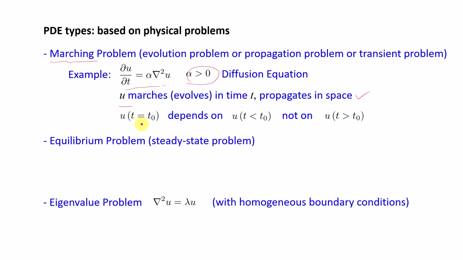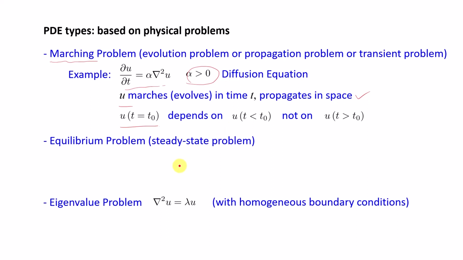What constitutes a marching problem is that at time t equals t naught, the value of u depends on the value of u at time t less than t naught, but not on the value of u at t greater than t naught, which means the present value depends on the past and not on the future. Now this sounds very obvious, but mathematically it is not so.